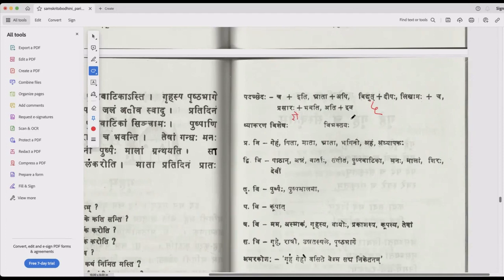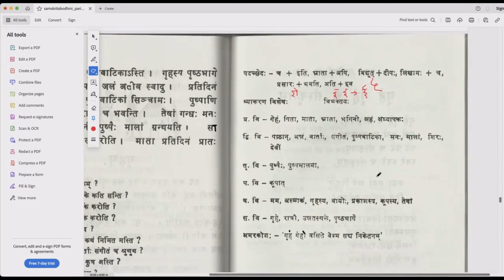Ati plus iva is atyaiva. Ati plus eva, e plus e, is going to take the savarna dirgha. So ati plus eva is atyaiva, right? Correct. Ati plus iva is atiiva. If it is not the same letter, then the ya comes in for the i.